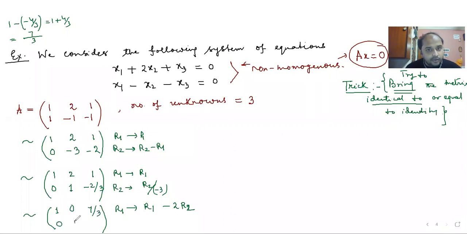And 0 1. Someone has raised his hand. So yes, tell me. Tell me what you want to say. Have I made any mistake? Dheeraj, you can unmute yourself and tell me.